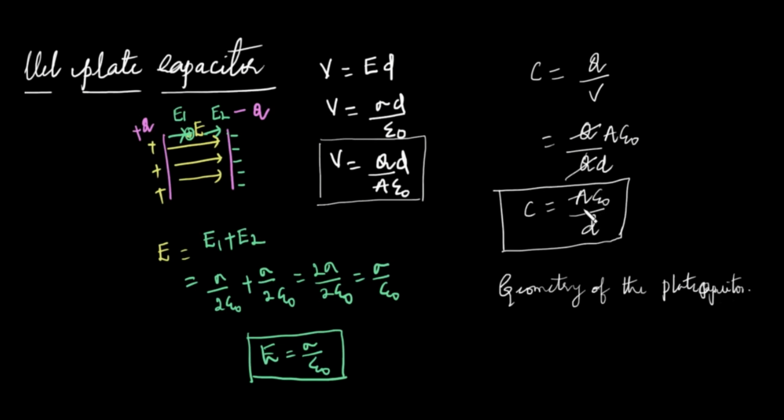Geometry, I mean, it depends upon the area of the plate and the distance between the plates. So the capacitance of a parallel plate capacitor depends upon the area and distance between the plates and the permittivity of free space.